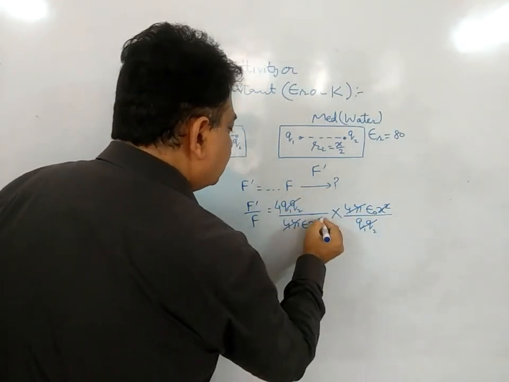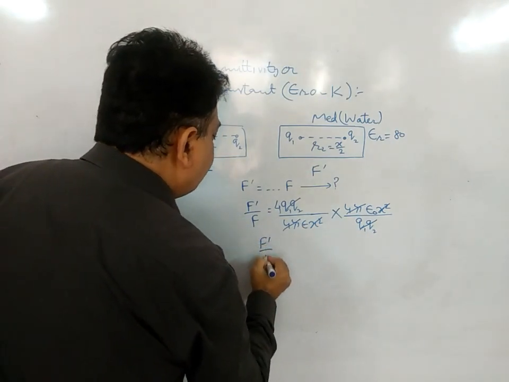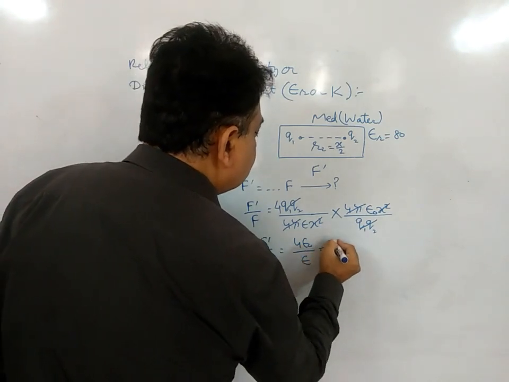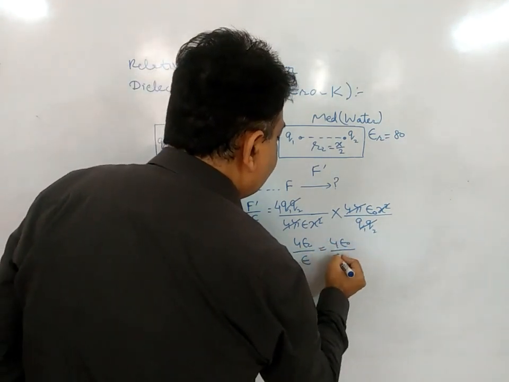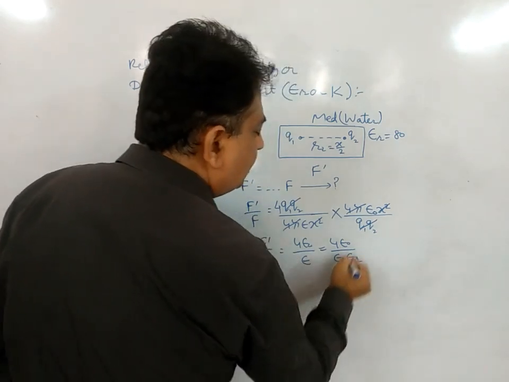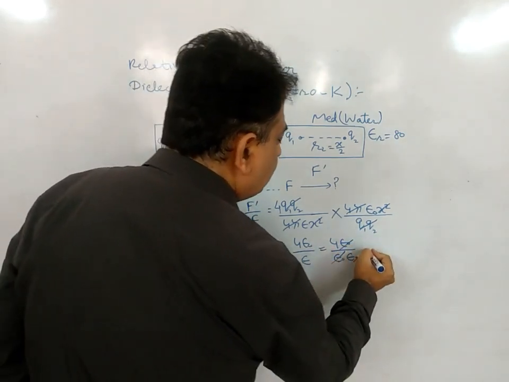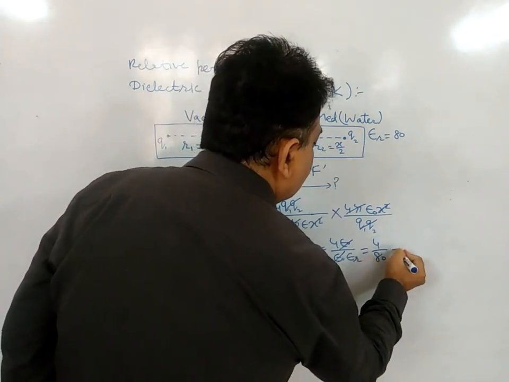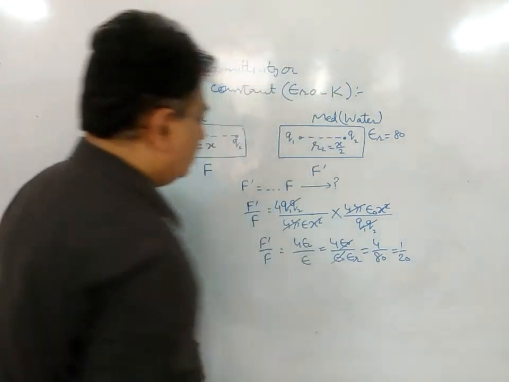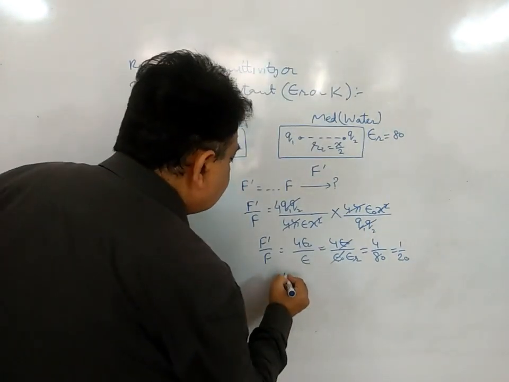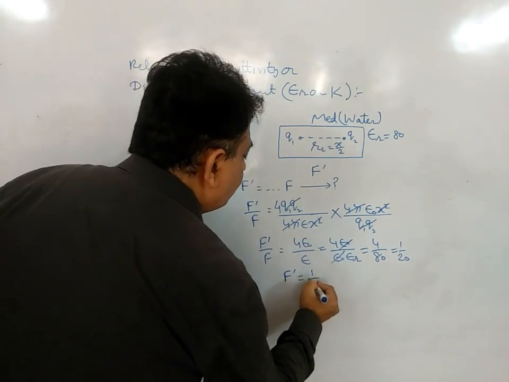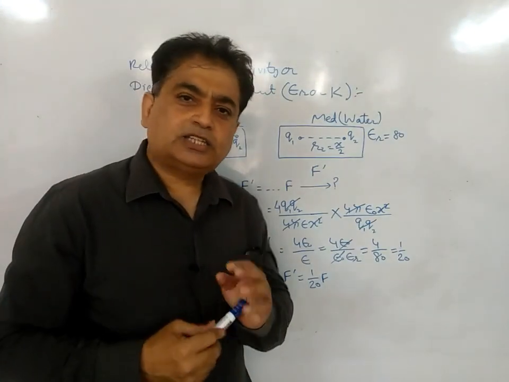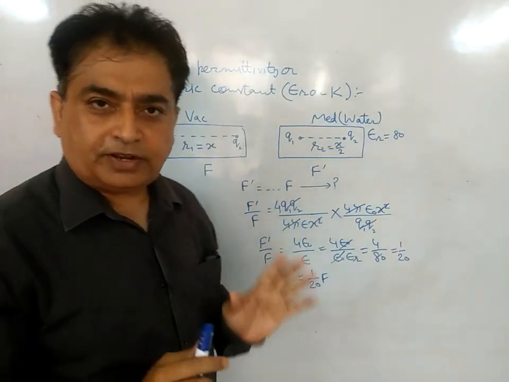you get F dash by F equal to 4 epsilon naught divided by epsilon, which is equal to 4 epsilon naught divided by epsilon naught epsilon r. So cutting epsilon naught with epsilon naught, you get it equal to 4 by epsilon r, which is equal to 4 by 80, which is equal to 1 by 20. So the value of F dash is finally equal to 1 by 20 F. This is the simple problem of relative permittivity.